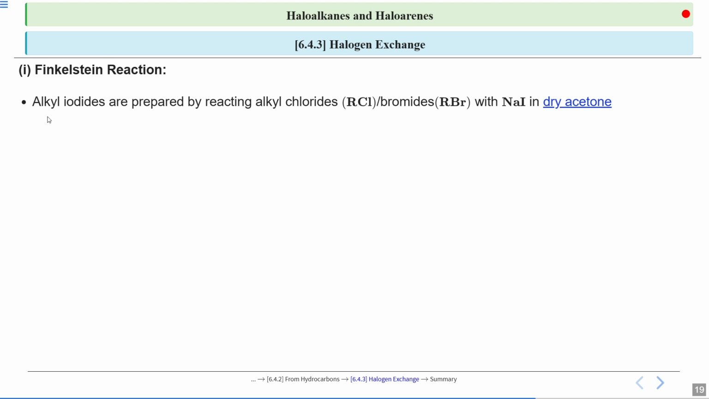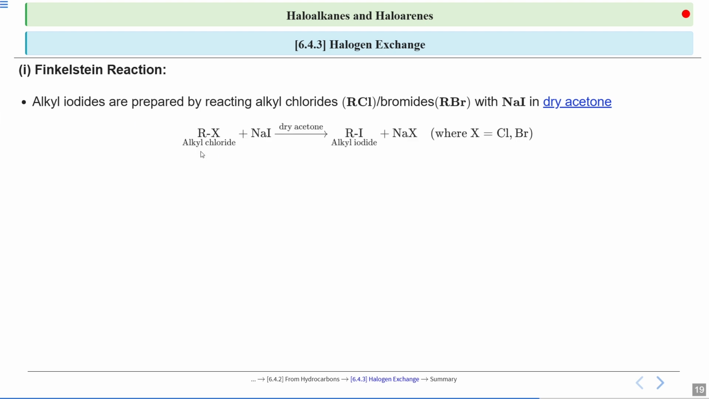In the Finkelstein reaction, alkyl iodides especially are prepared by reacting alkyl chlorides or bromides with sodium iodide in dry acetone. Here we are using alkyl chlorides or alkyl bromides for the preparation of alkyl iodide. That's why this reaction has this name, the Finkelstein reaction. This is a name reaction. The reactants are alkyl chloride or alkyl bromide and sodium iodide in the presence of dry acetone, to give you alkyl iodide.